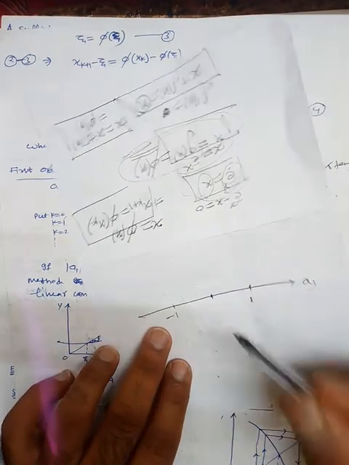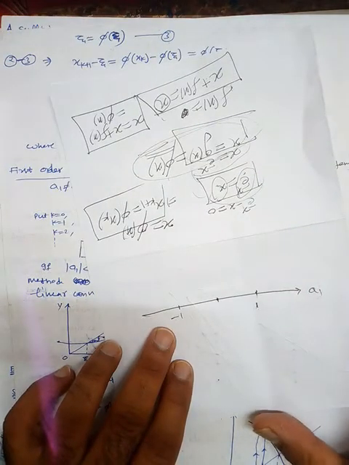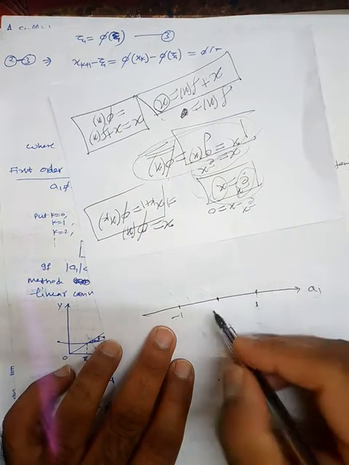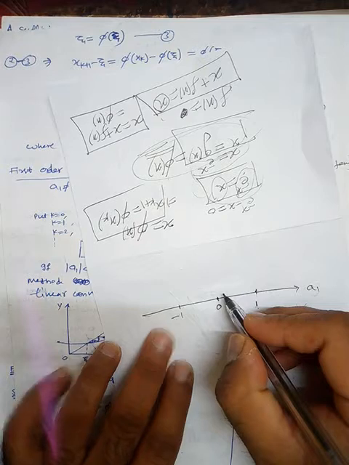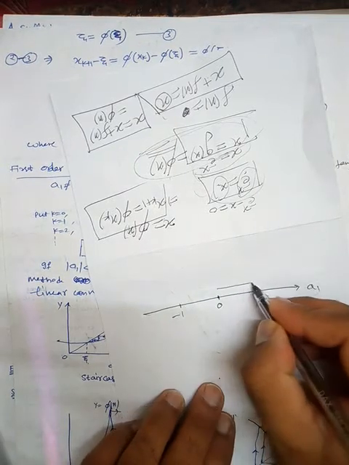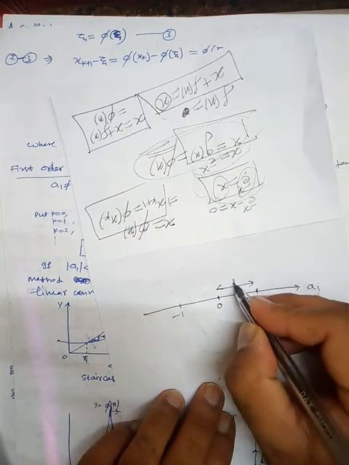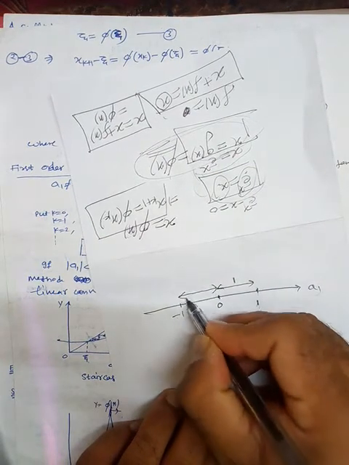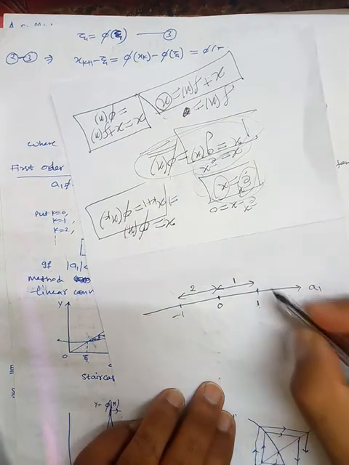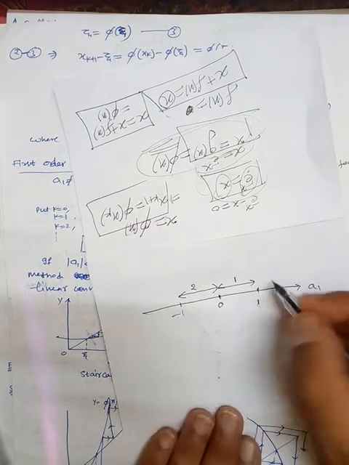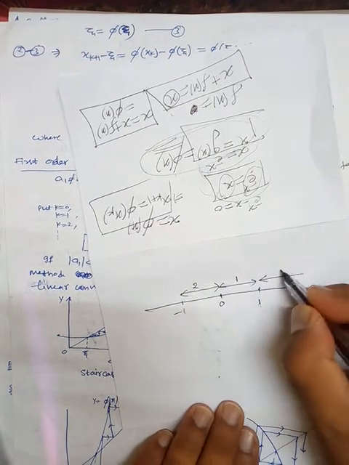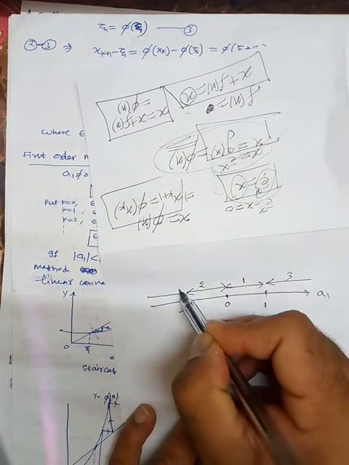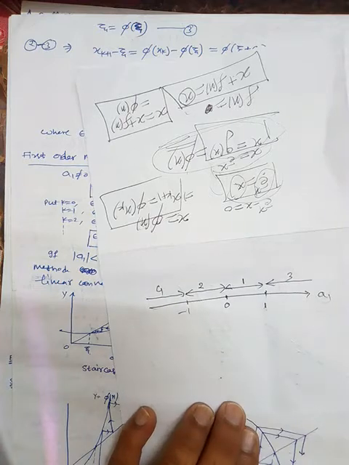Fine. Now we can divide the interval into 4 parts. Here is 0, so one part is this, denoted by 1, another is this, denoted by say 2, then we are having the third part this, and then we are having this part, the fourth one.